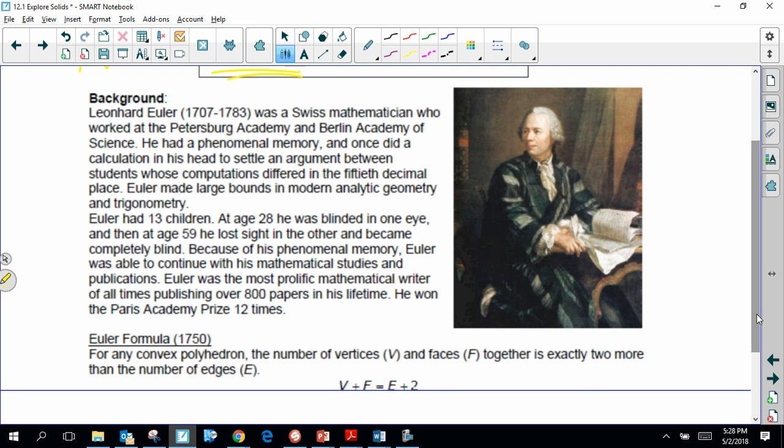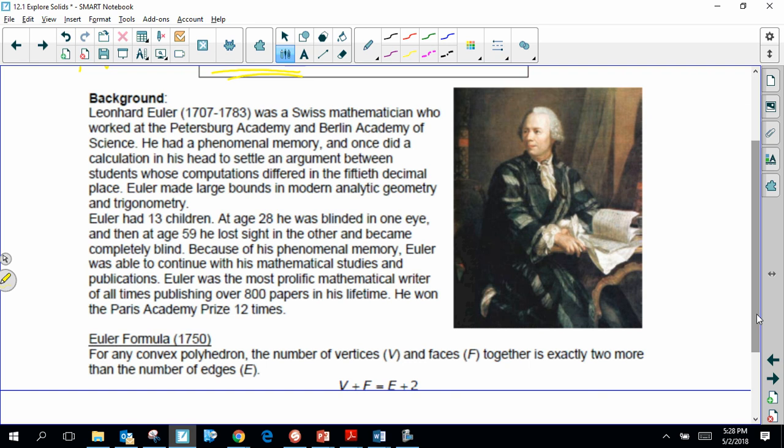I don't want to say he had a photographic memory. I think they refer to it more as an eidetic memory or something like that, somebody who's able to remember in great detail things that they've experienced. It says at the bottom there that he won something called the Paris Academy Prize 12 times. The Paris Academy Prize is still kind of going on today. It's gone through several versions of itself.